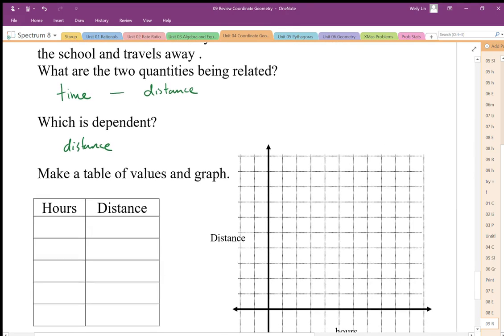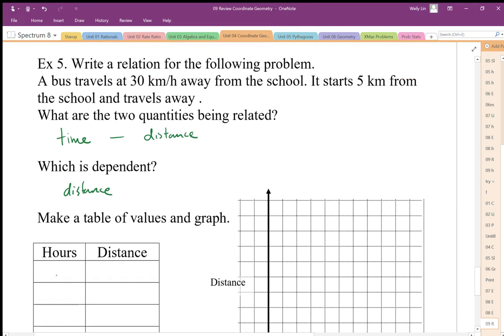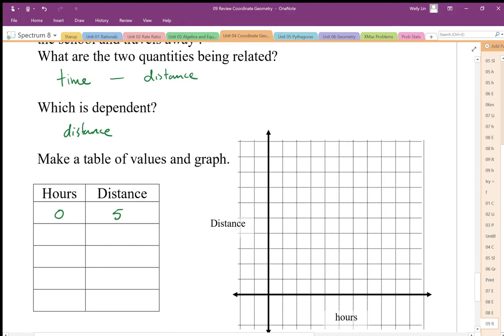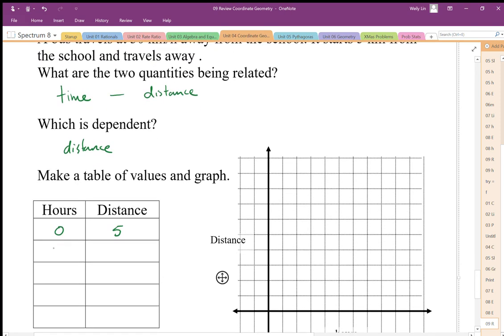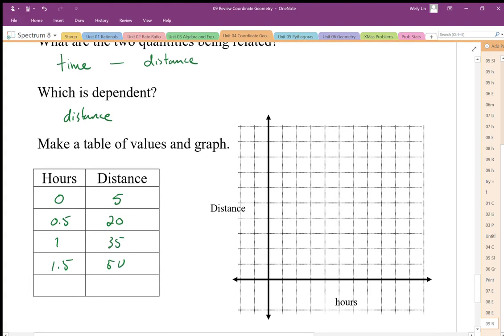Okay, and so if I were to make a table of values that starts at 5 kilometers, so at 0 hours I'm at 5 kilometers. And let's say we went for 2 hours, so let's go in half-hour increments. So at 0.5 hours, at 30 kilometers an hour, I've changed 15 kilometers, so I'm at 20. At 1, I'm at 35. 1.5, I'm at 50.